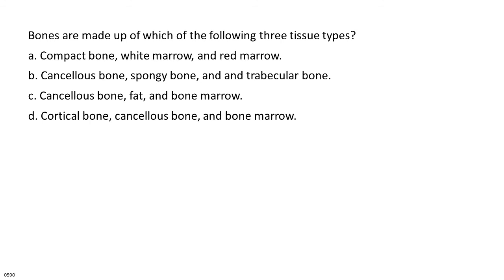Bones are made up of which of the following three tissue types? A. Compact bone, white marrow, and red marrow. B. Cancellous bone, spongy bone, and trabecular bone. C. Cancellous bone, fat, and bone marrow. D. Cortical bone, cancellous bone, and bone marrow.